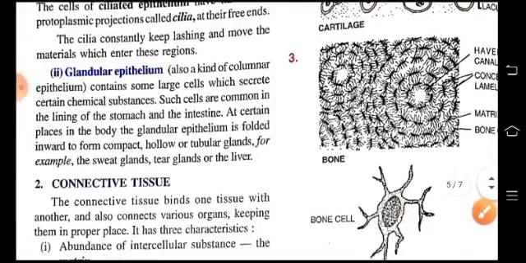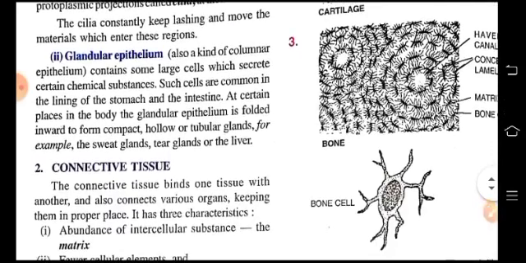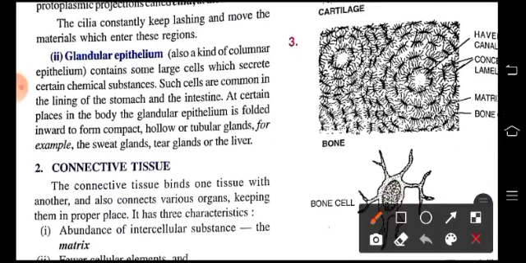Then glandular epithelium, which is also a kind of columnar epithelium, contains large cells which secrete certain chemical substances. They are present in the lining of the stomach and in the intestine. Now in some places they are folded inward to form compact, hollow or tubular glands like the sweat glands, tear glands, or the liver.